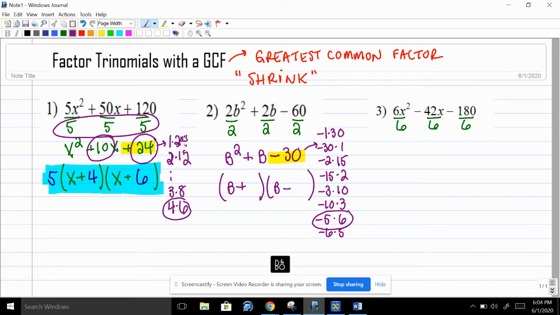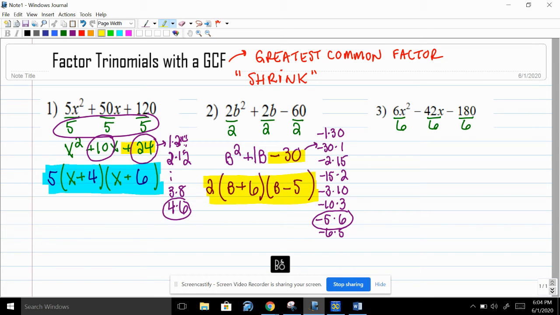So in this case, they've got to add to make the 1 that's in here, a positive 1. Negative 5 and 6 work because negative 5 plus 6 gives us a positive 1. So the 5 is what goes with the negative, the 6 is what goes with the positive. We shrunk by a 2, so I stick a 2 in front. And my final answer for that problem is 2 parentheses b plus 6 b minus 5.